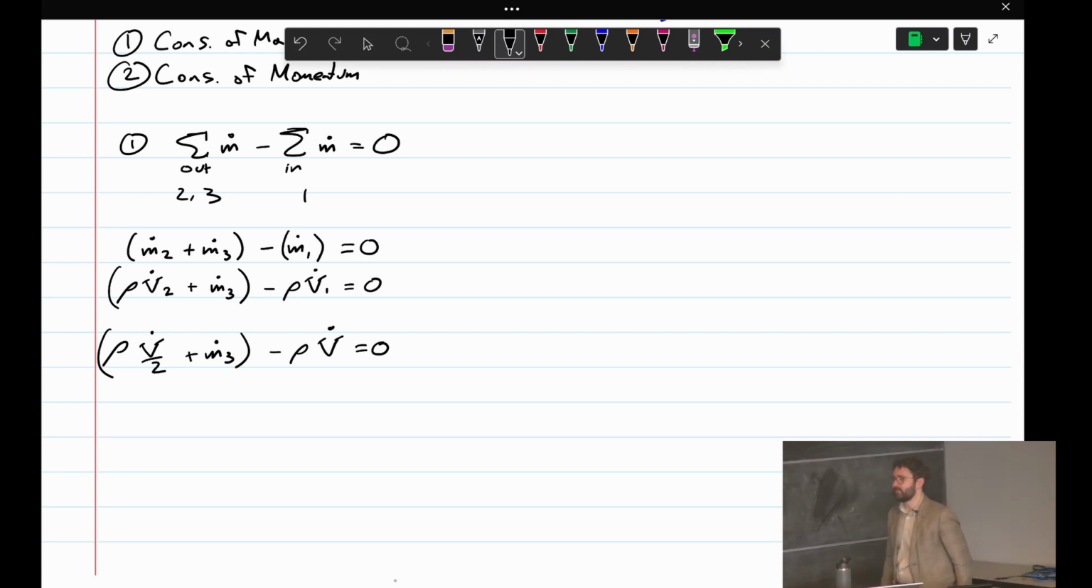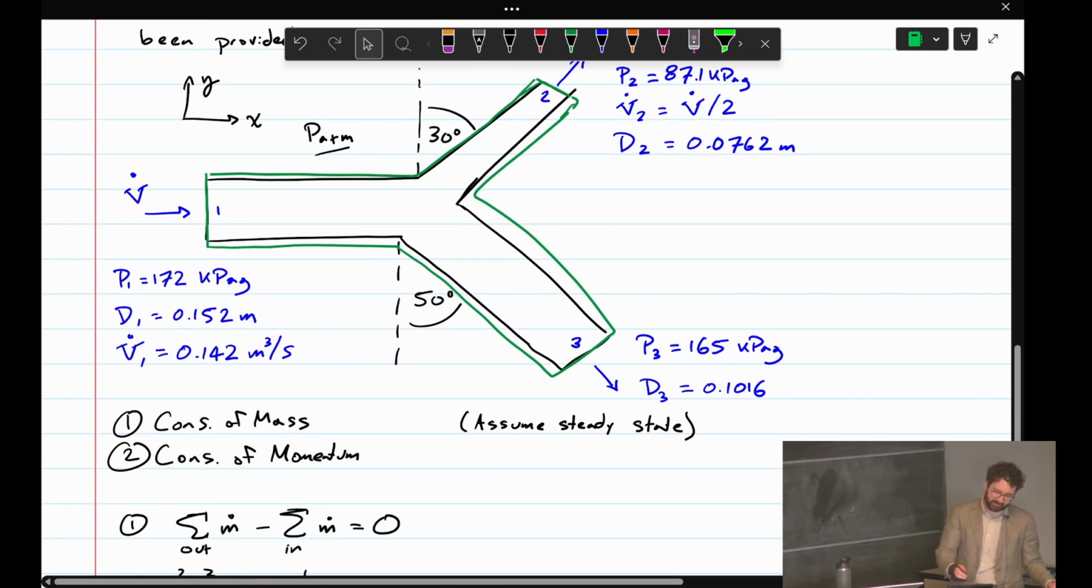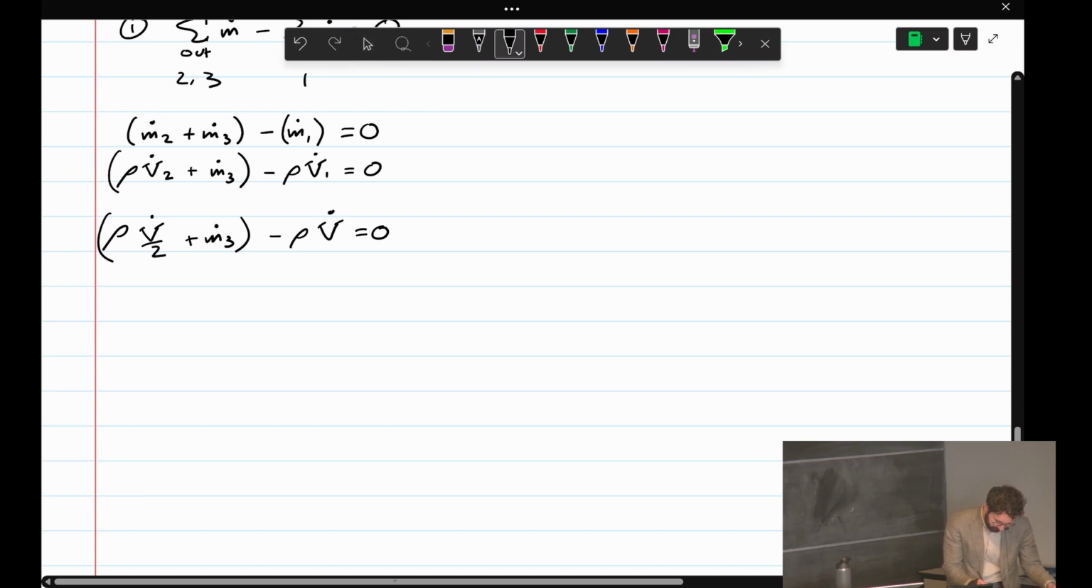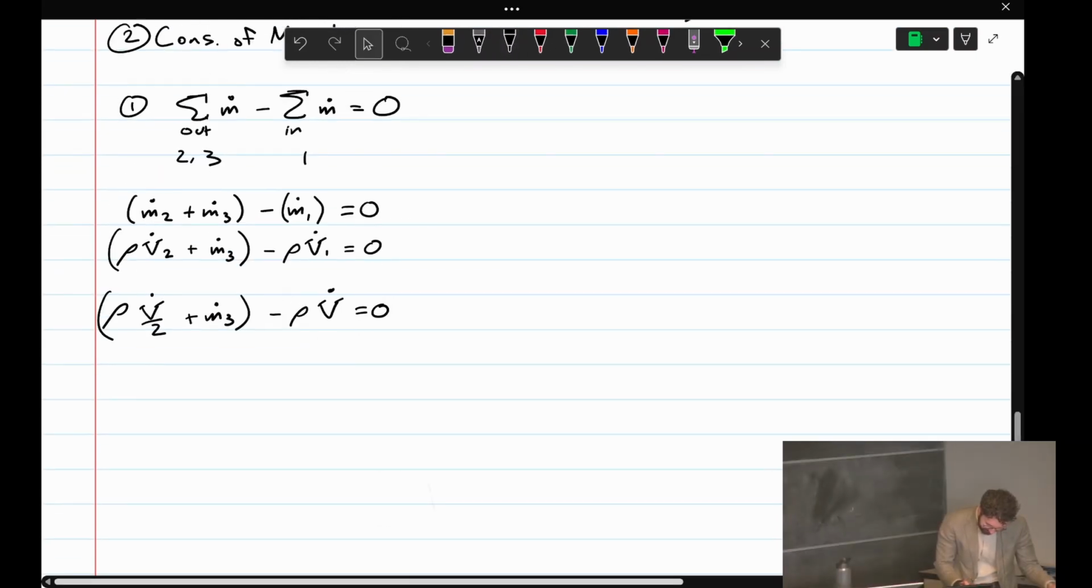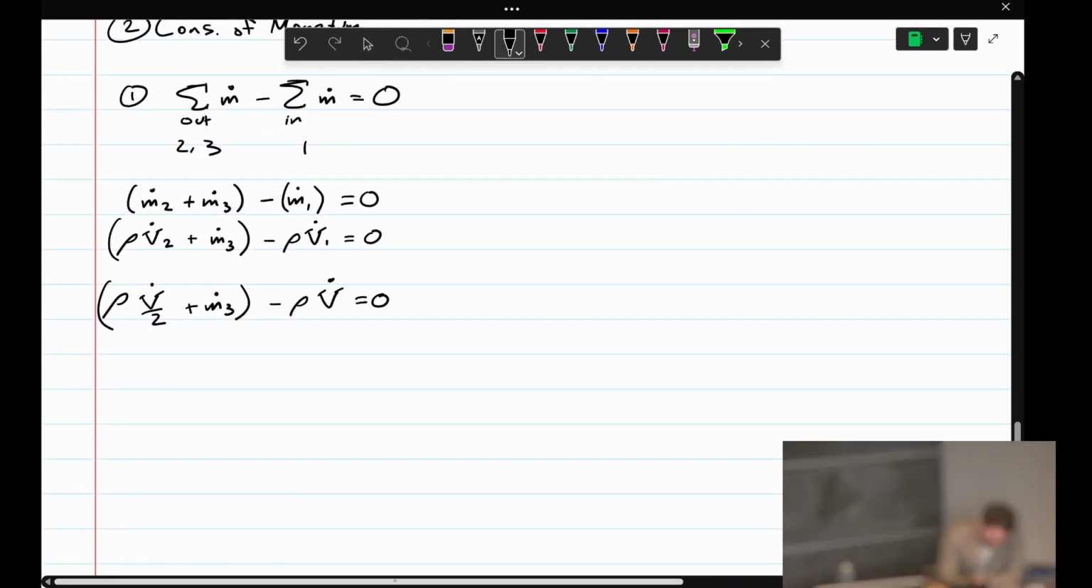In the question I said that this branch splits the volumetric flow rate equally. Since this is an incompressible fluid, that means it also splits the mass flow rate equally. So we expect that half the mass going into this goes to branch 2 and half the mass goes to branch 3. So since I gave m dot 1, I'll just do this, 1,000.